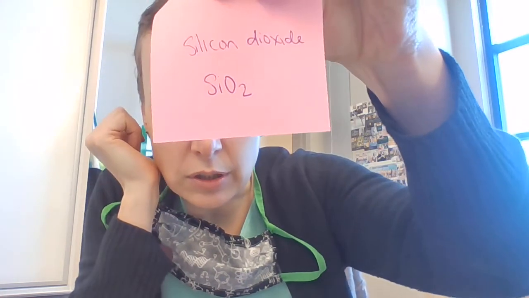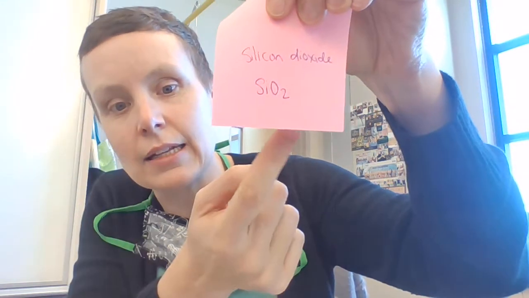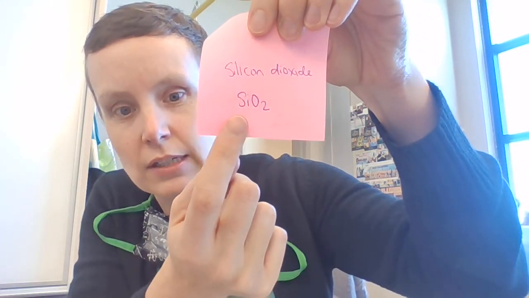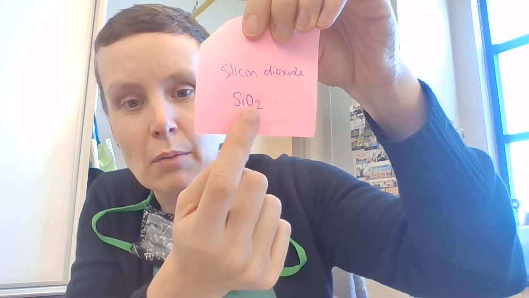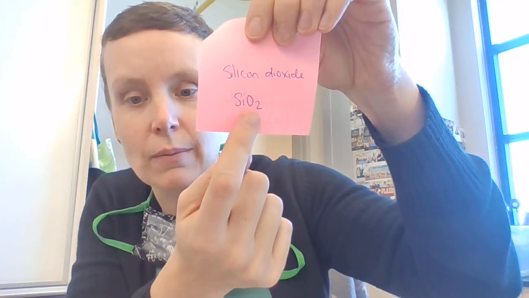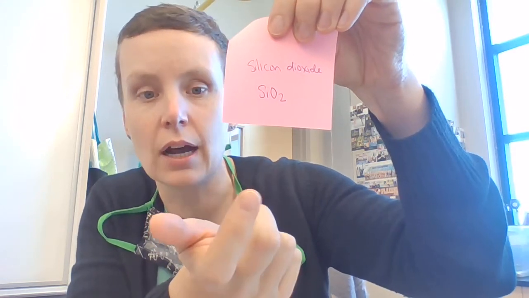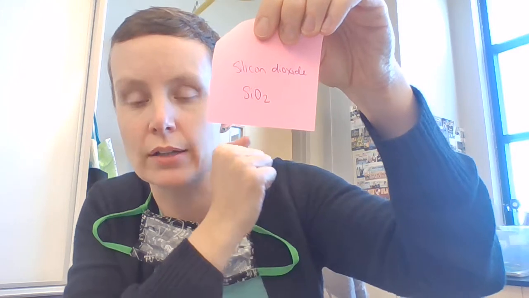Silicon dioxide. So SiO2, silicon dioxide. Now, in this case, there are 2 oxygens for every silicon. That's not because oxygen is diatomic. It just happens to be how these 2 bond with each other. Okay, if it was calcium oxide, it would just be CaO. But silicon dioxide ends up with 2 oxygens there.